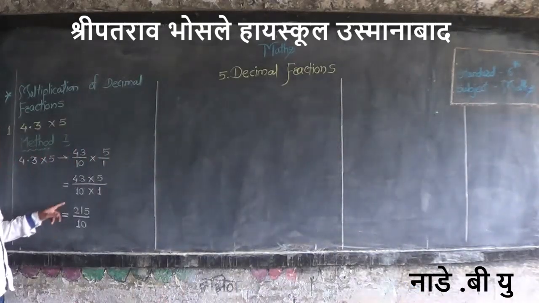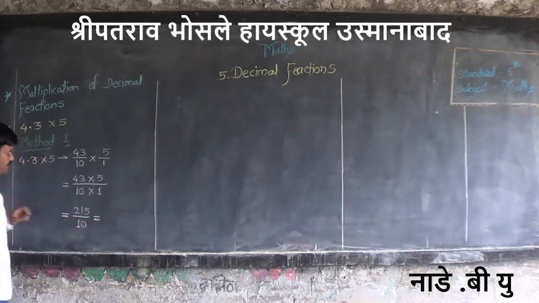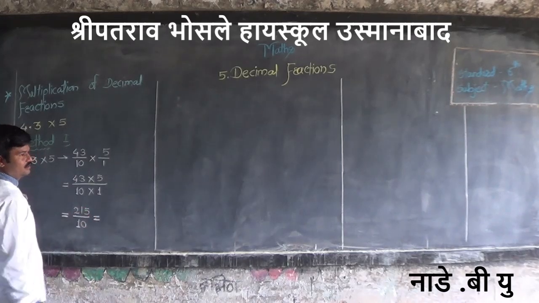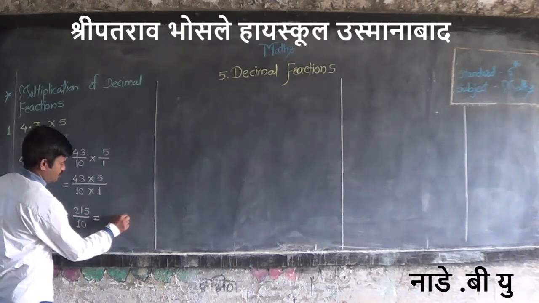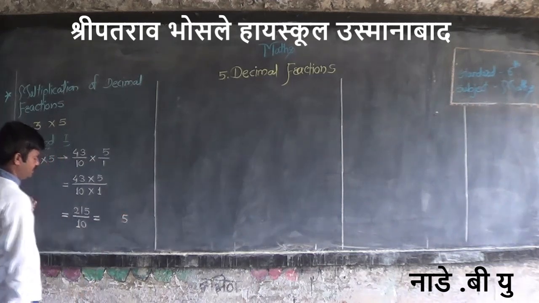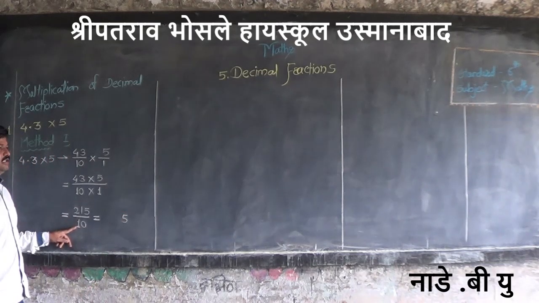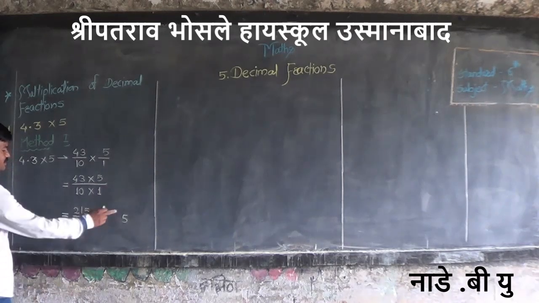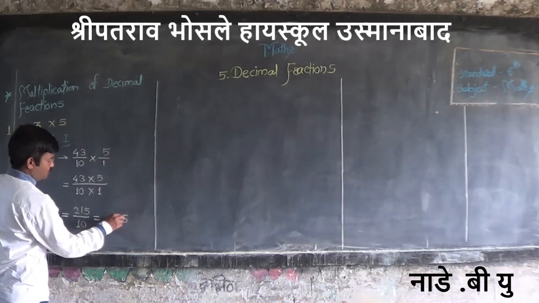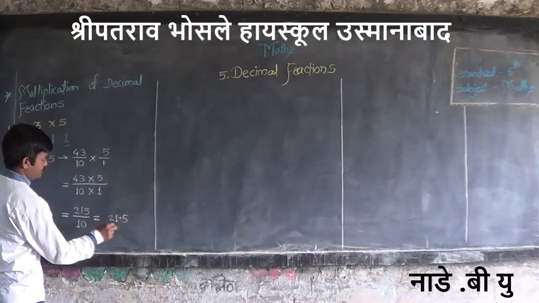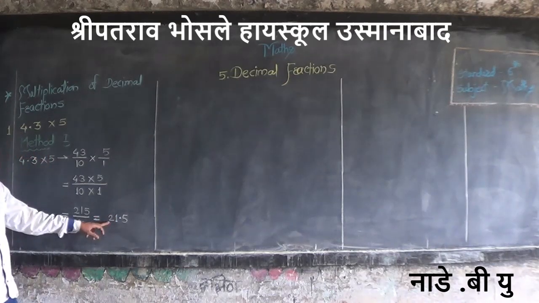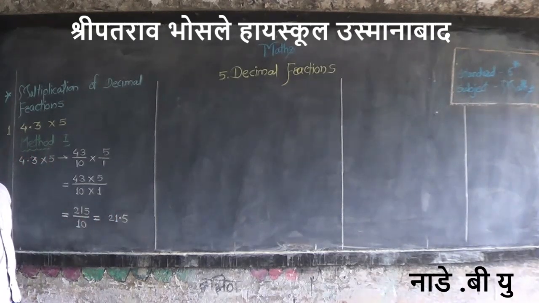Now we know how to convert a common fraction into a decimal fraction. The numerator is 215 and the right-side digit is 5. The denominator is 10, which means leave one digit from the right and put the decimal point, and write the remaining digits as they are, 21. Here our answer is 21.5.